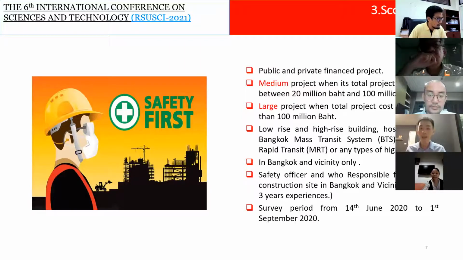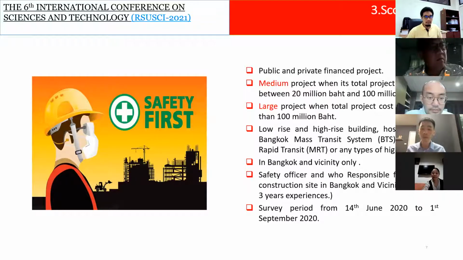According to the definition of the Ministry of Industry, a medium project means the total cost of the project ranges between 20 million baht and 100 million baht. A large project means the total cost is greater than 100 million baht, and it will focus on low-rise, high-rise, hospital, BTS, MRT, and any type of highway. The location will be in Bangkok and vicinity only.